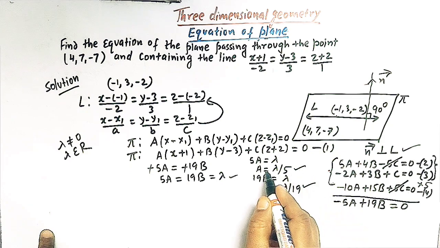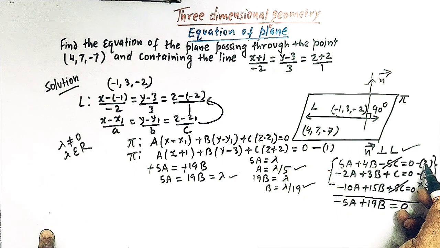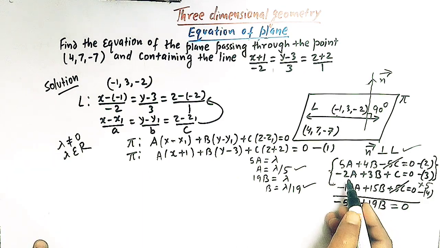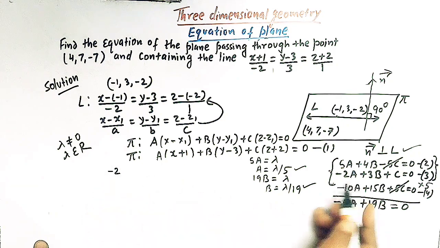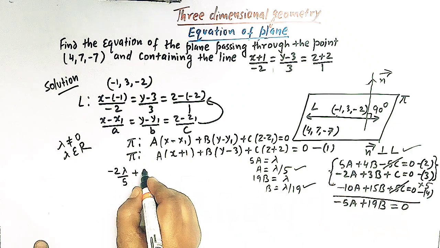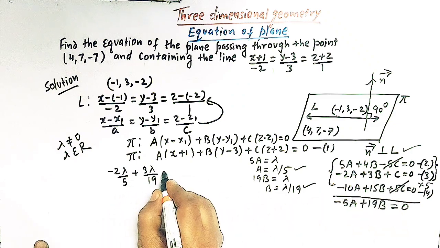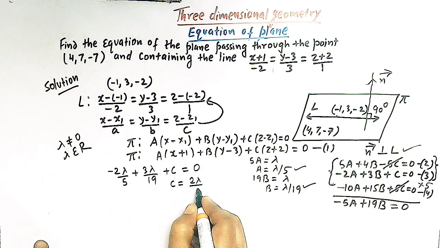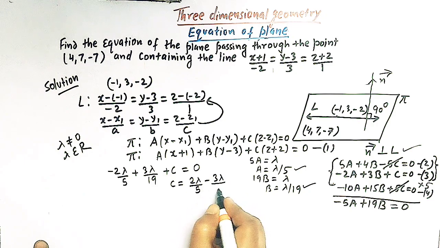So let us substitute the values of a and b either in equation 2 or equation 3 to get the value of c in terms of lambda. So here we'll substitute the values of a and b in equation number 3. So now we have minus 2a, a is lambda over 5. Then we have 3b, so we have 3 lambda over 19, and plus c is equal to 0. So c is now 2 lambda over 5 minus 3 lambda over 19.